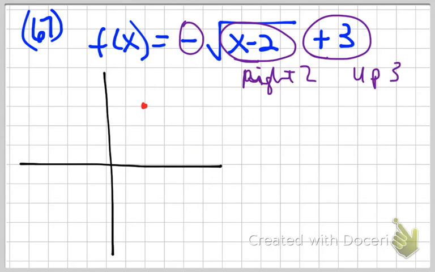And this time the slope is negative 1, so I'm going to go down 1 over 1 for my first dot. And then I'm going to make the same general motion, which is just like this. Okay, number 68.